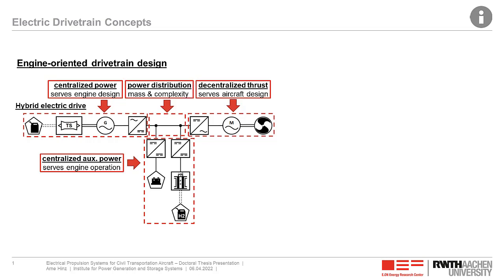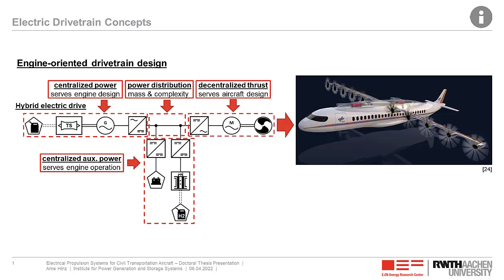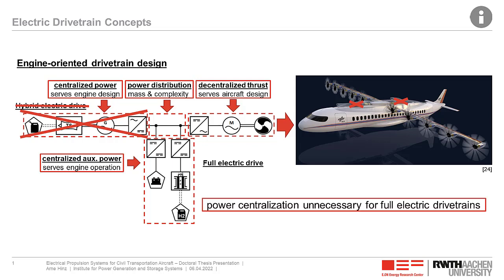This is then connected by a power distribution grid, which has added mass and complexity. And all this could be implemented like this. In this picture, we see an aircraft with distributed electrical propulsion systems and then centralized power generation on top of the fuselage. If you now take out the turboshaft engines, you get a full electric drivetrain, as it is common in literature. But actually, the power centralization shown here is unnecessary for full electric drivetrains.